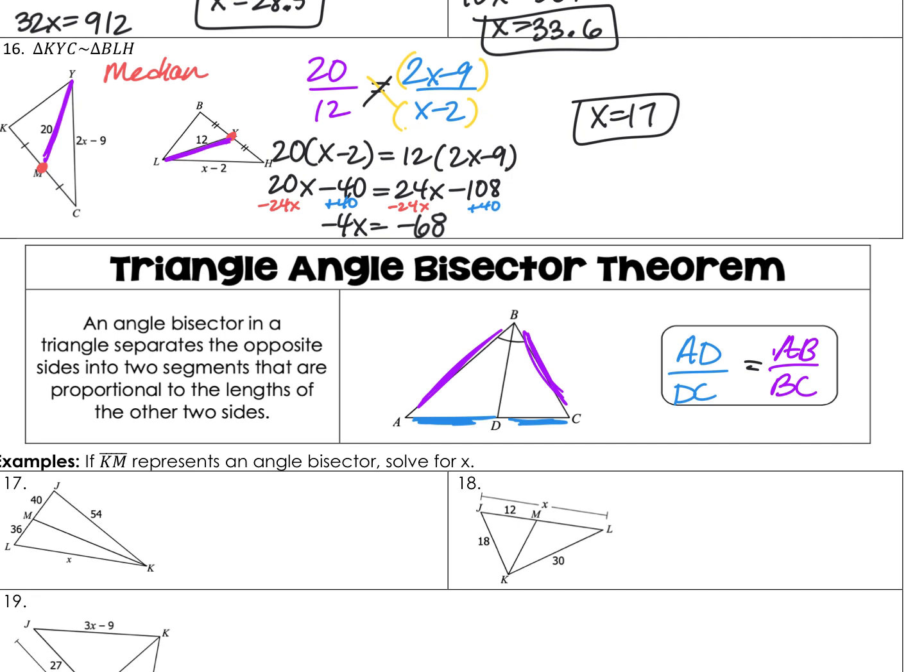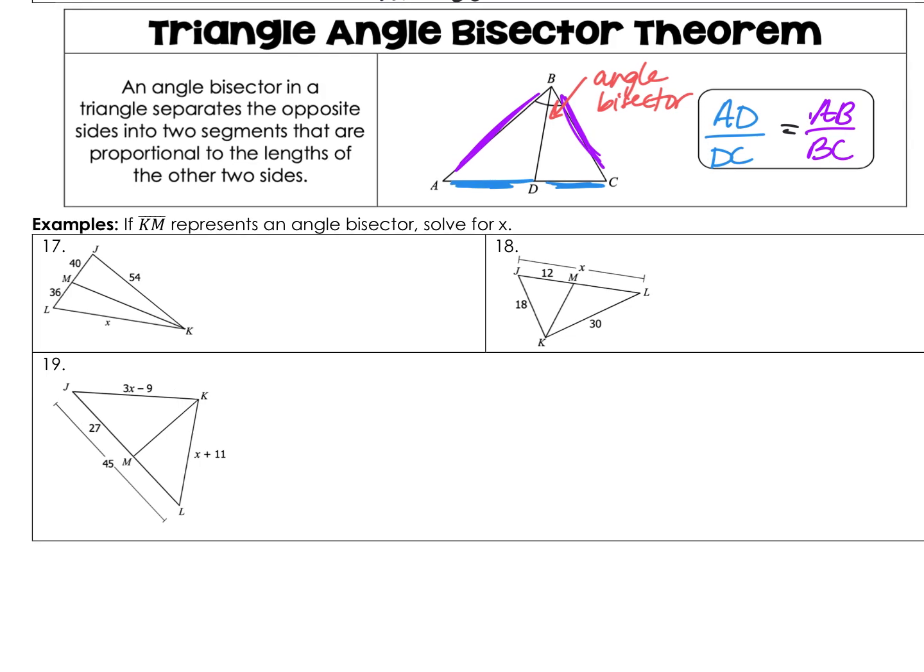So if I have an angle bisector, because I have the angles marked at the top, remember? Then I know that the, how does it say here? The opposite sides, how do we say this? In a triangle separates the opposite sides into 2 segments that are proportional to the lengths of the 2 other sides. I think you can see it. Okay, we're gonna do some examples. Just a few. Probably not even all of these. Okay.